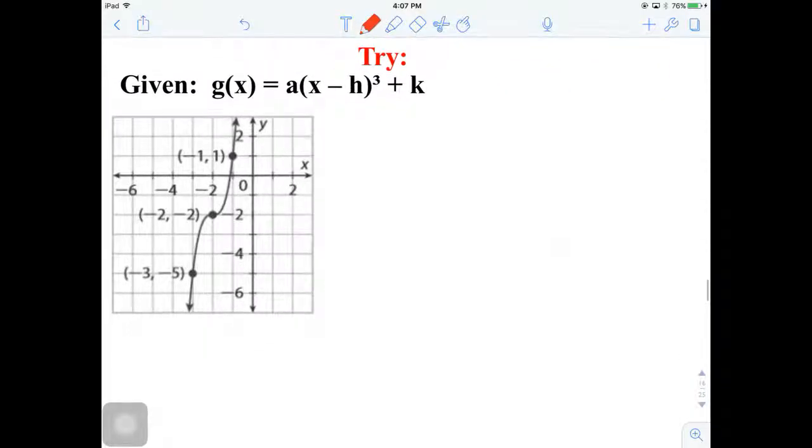Go ahead and pause the video after you verified in Desmos that it is the correct answer, then we're going to move on and try another one. So go ahead and try it before we work on it together.